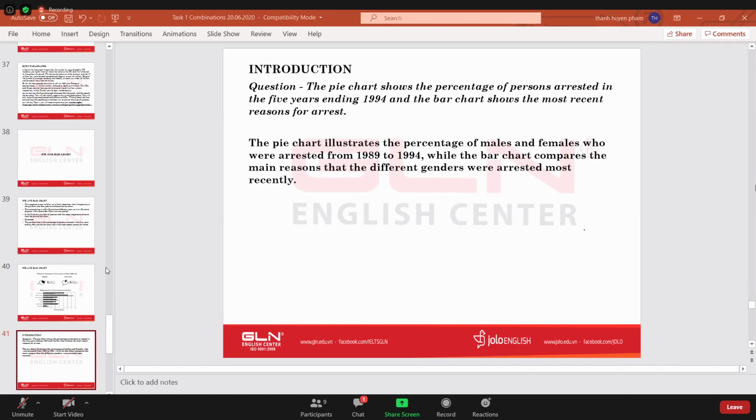So in the question, it's the bar chart shows, and then the main reasons. And the question says the most recent reasons. And then I finish it with that the different genders were arrested most recently. So the question says reasons for arrest. Again, there's no big words there, nothing complicated, it's easy to read. But I demonstrated to the examiner that I can paraphrase or substitute words.